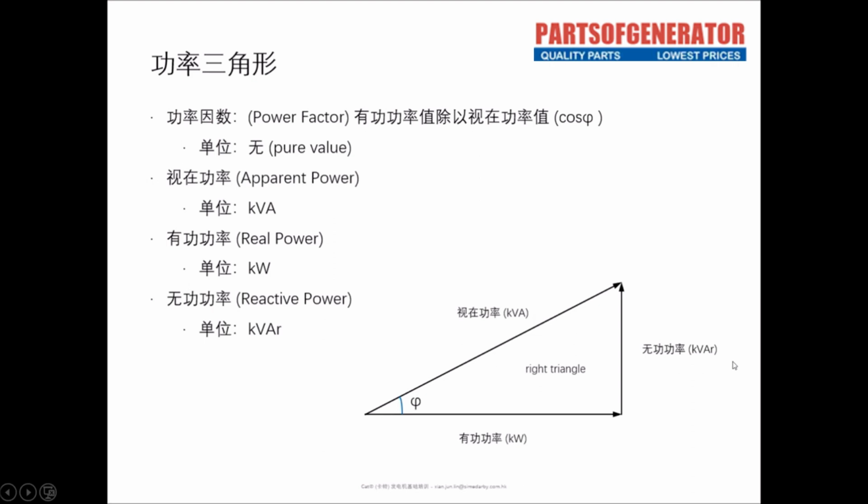The third power is apparent power. Apparent power is obtained by multiplying the total current by the voltage. At this time, we do not distinguish whether the current is an active current or a reactive current. It is the total current multiplied by the voltage, which is the apparent power.